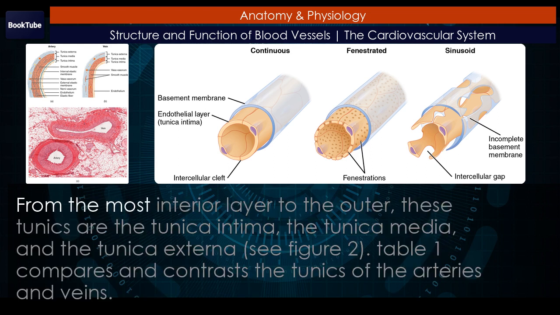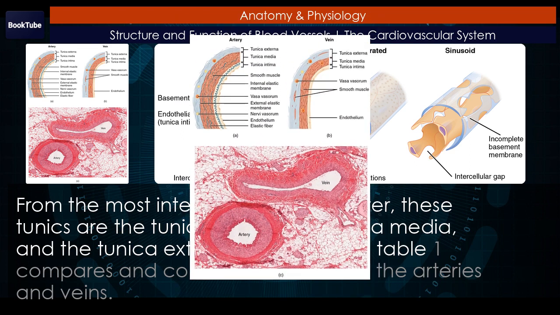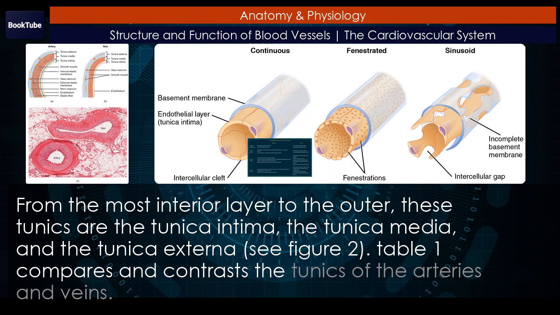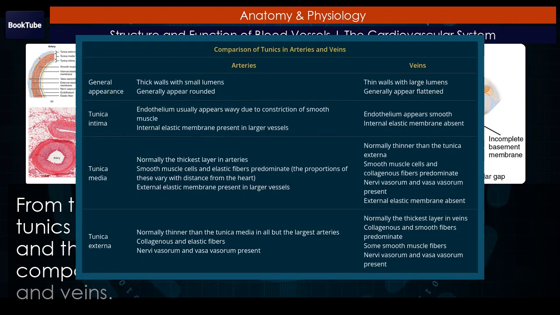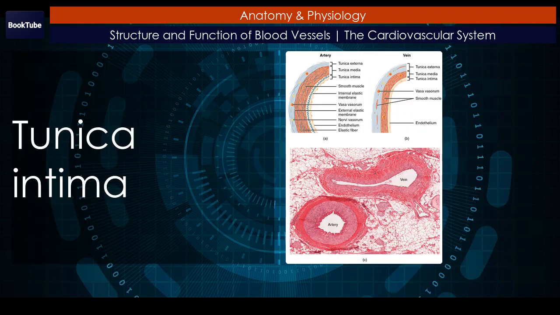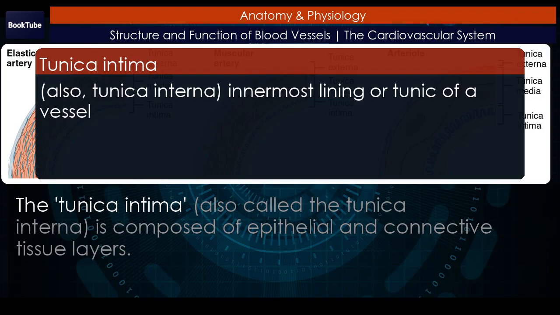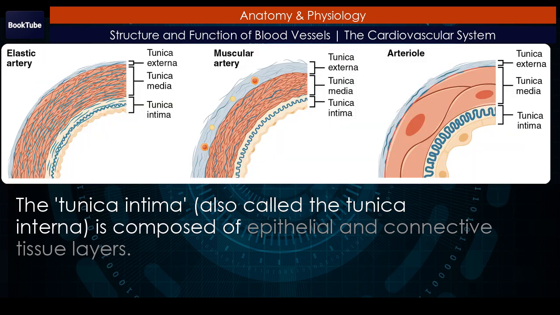From the most interior layer to the outer, these tunics are the tunica intima, the tunica media, and the tunica externa. See Figure 2. Table 1 compares and contrasts the tunics of the arteries and veins. Tunica intima. The tunica intima, also called the tunica interna, is composed of epithelial and connective tissue layers.